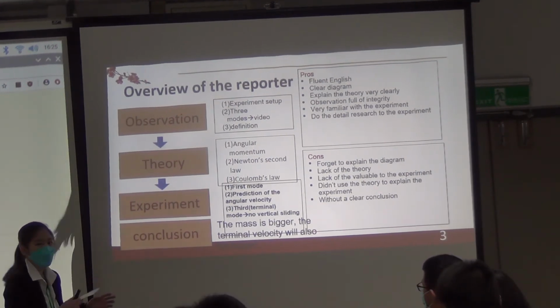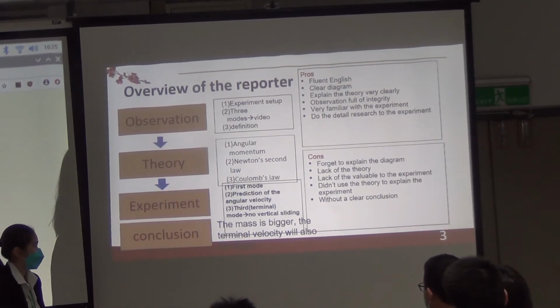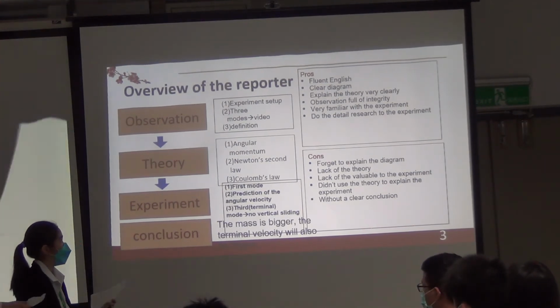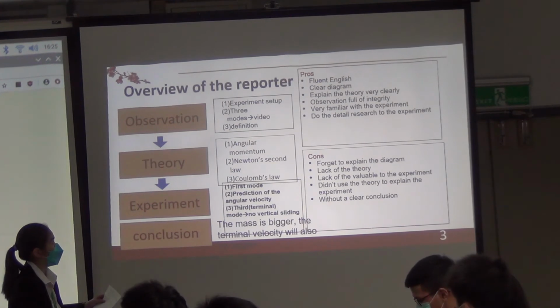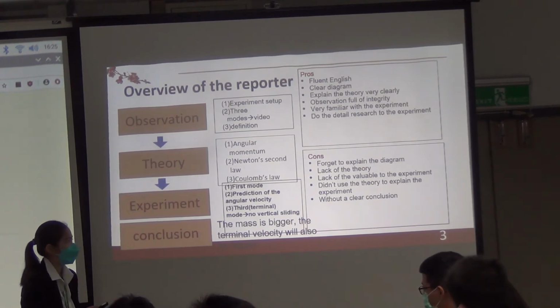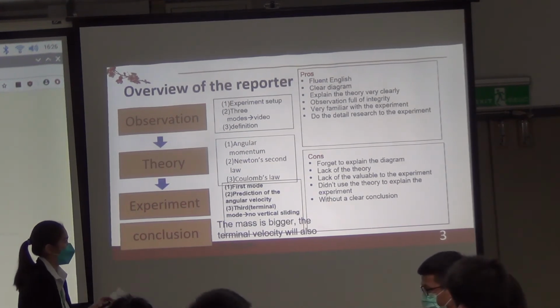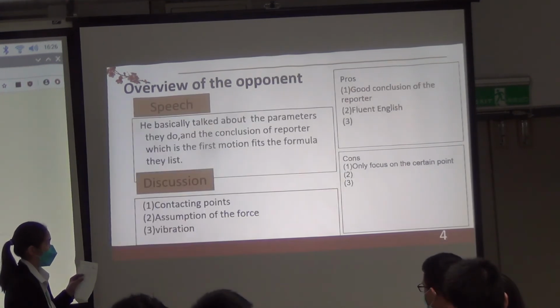The conclusion is that when the mass is bigger, the terminal velocity will also be bigger. The strengths are fluent English, a clear diagram, and very clear experiment and theory. The weakness is that he forgot to explain the diagram and has no clear conclusion.